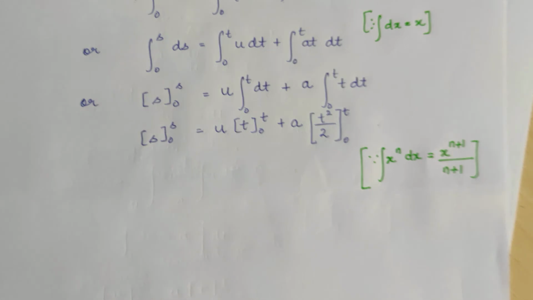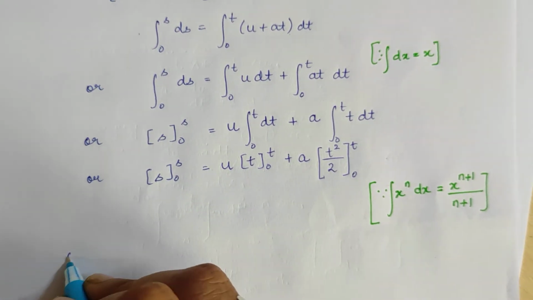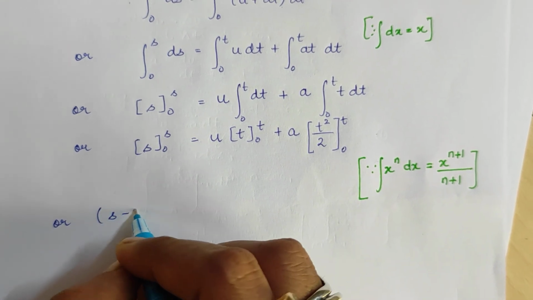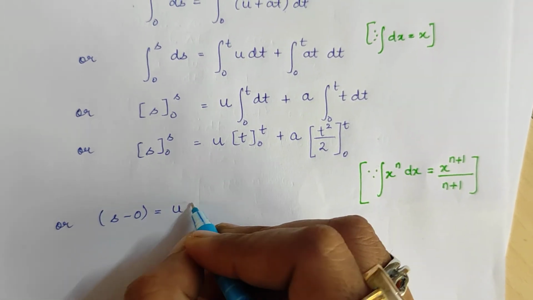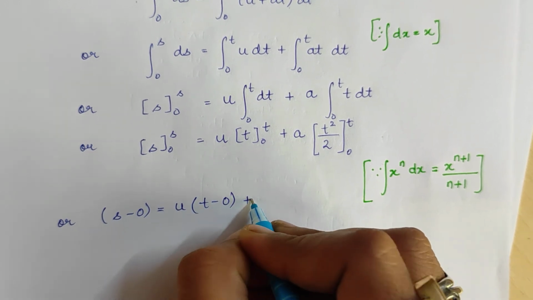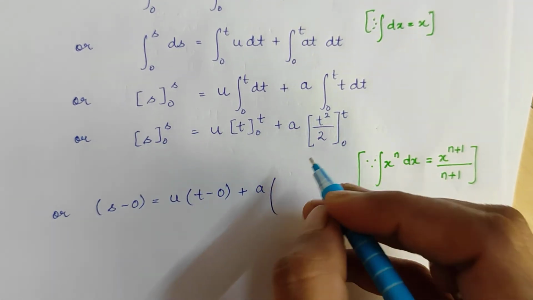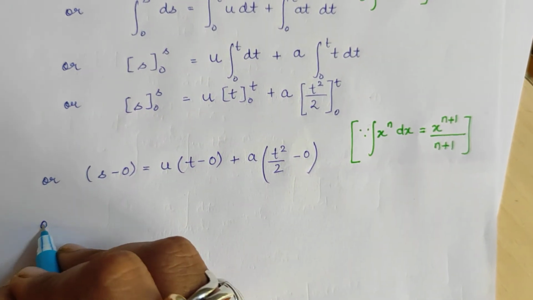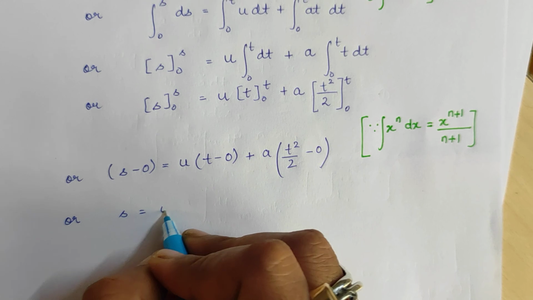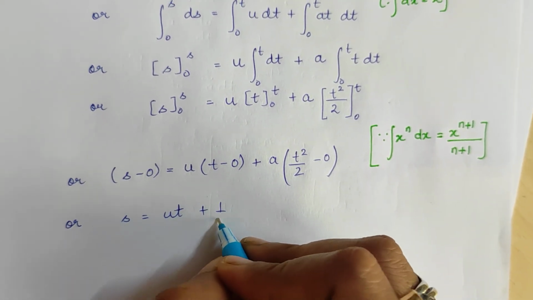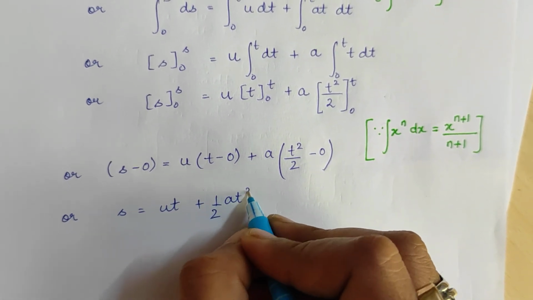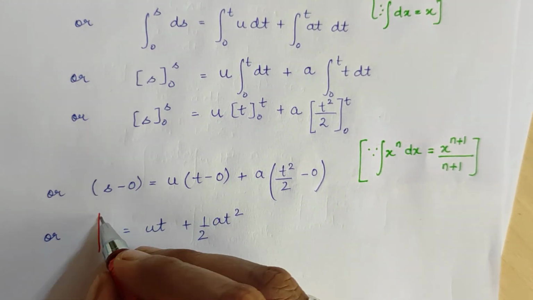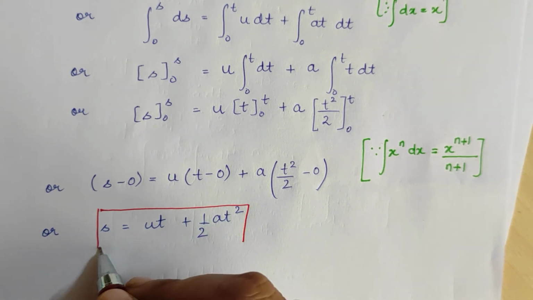Now on further solving this, what we will get, we will put the limits here in s. We will get s minus 0 is equal to ut minus 0 plus a. First we will put the limit t, so it will be t square by 2 minus 0. Now what will this give us? s is equal to ut plus 1 by 2 at square. Students, this is the second equation of motion.